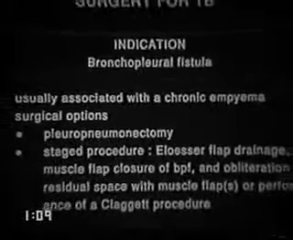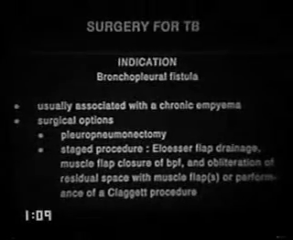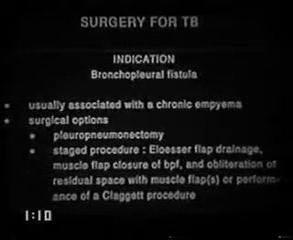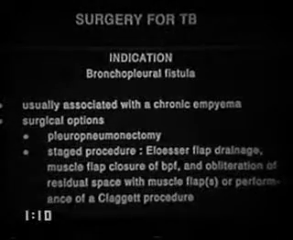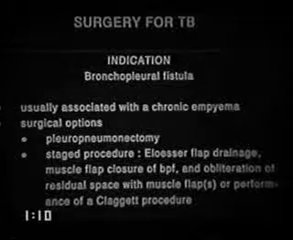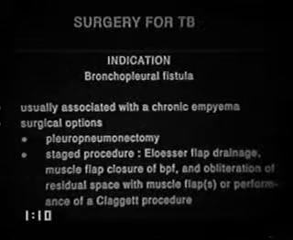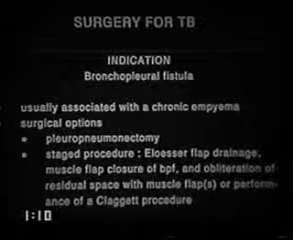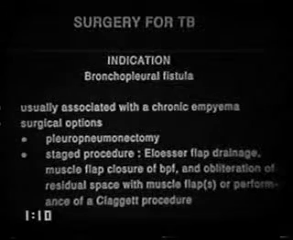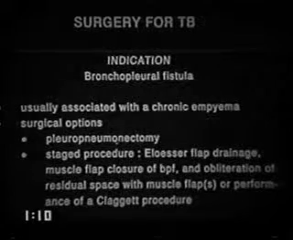Okay, what about moving on now to bronchial fistula? That's usually associated with chronic empyema, and your surgical options are as follows. Now, this is a less common indication for surgery in patients with TB, but your surgical options would include a pleuropneumonectomy. In most people's hands, this carries a mortality rate of 20%, especially in patients over 60 years of age. So this should be seriously considered before embarking upon.